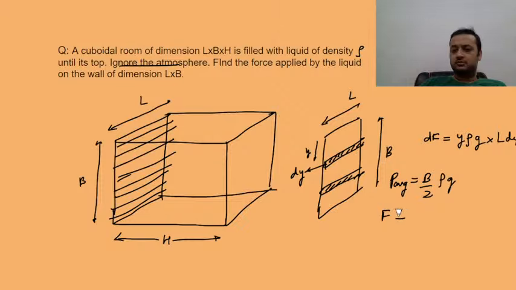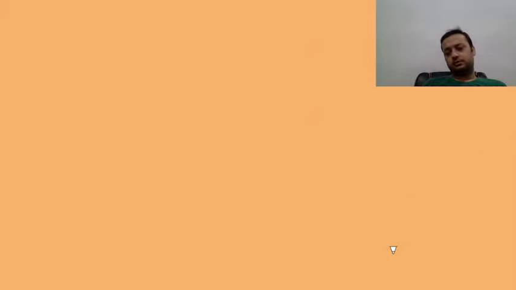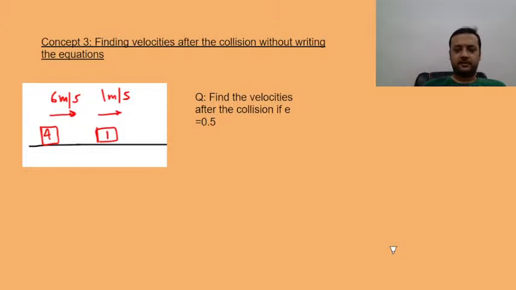And what is the force now? You can simply say P average multiplied by the area. The area is L into B. That is how you get the answer, rho g by 2 into L B square. I hope you have understood the reason for writing this. This is a very famous question which every JEE Advanced aspirant would have done. I hope you have understood the concept of average. Try applying it in different situations. There are many JEE Advanced questions wherein you can apply that concept.